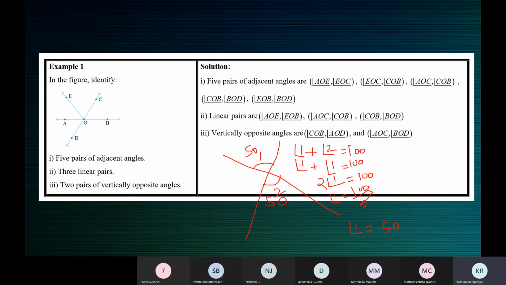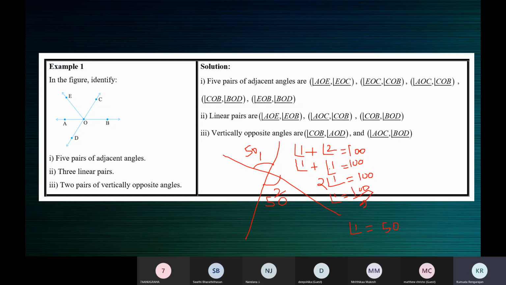So I'll tell you, angle 1 plus angle 2 is equal to 100, given. But angle 1 is equal to angle 2. So in the next step, I'll write angle 1 as it is, and instead of angle 2, I'll write angle 1 only, because angle 1 and angle 2 are equal.